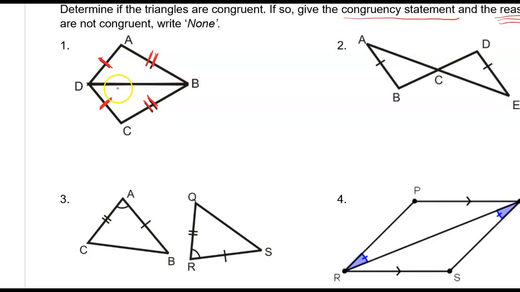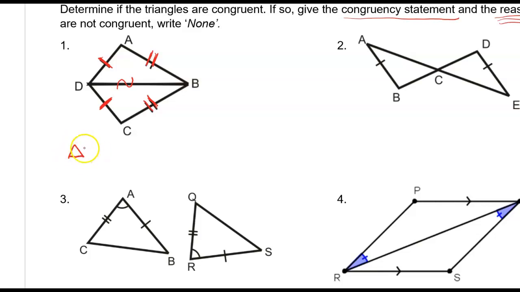It's the one that the triangles share. The top triangle has BD as a side, and the bottom triangle has BD as a side. So these triangles will be congruent with the help of the reflexive property. So since they will be congruent, I'm going to write a congruent statement.